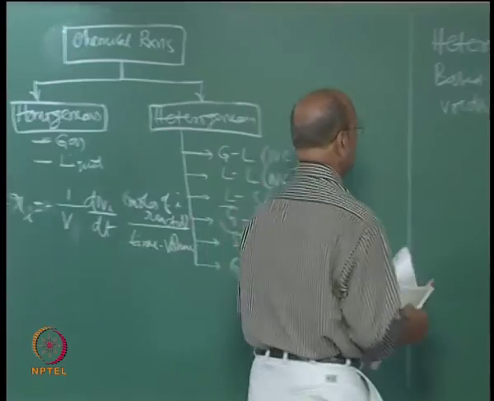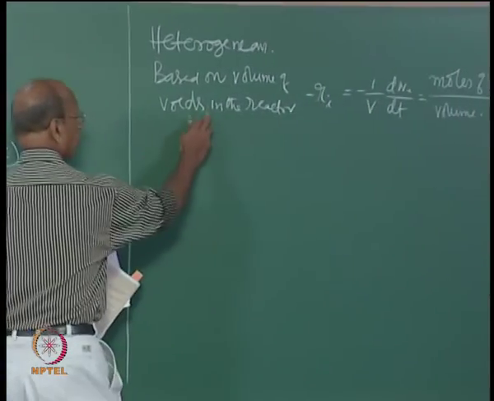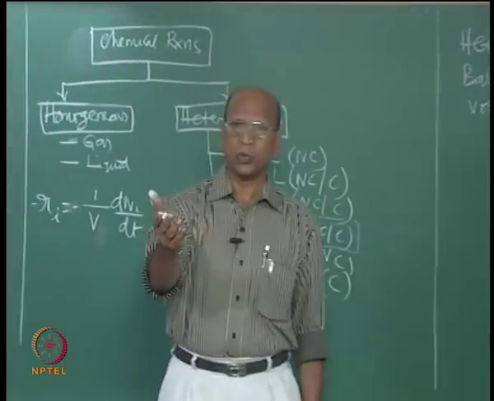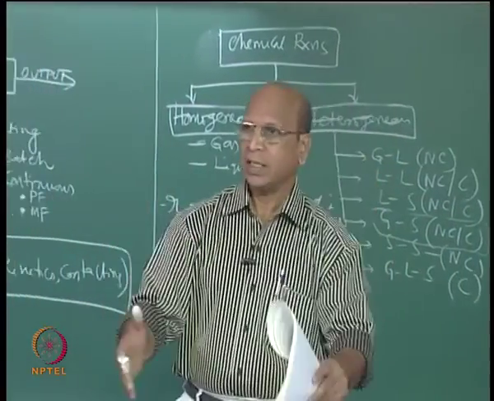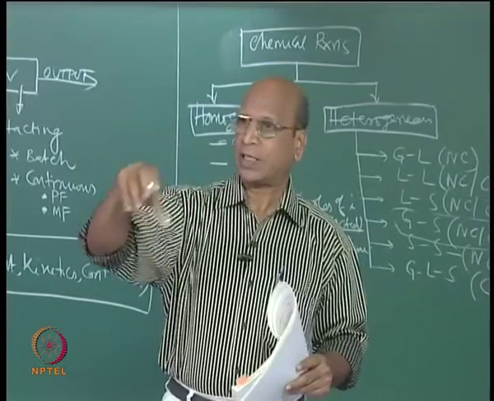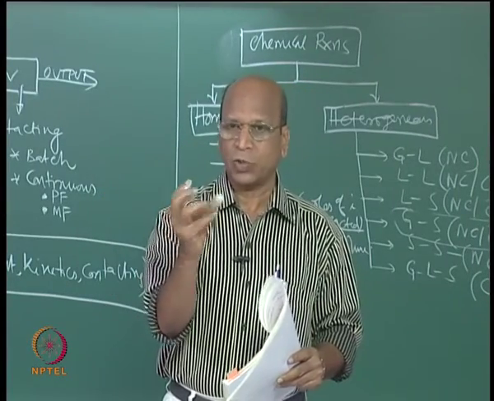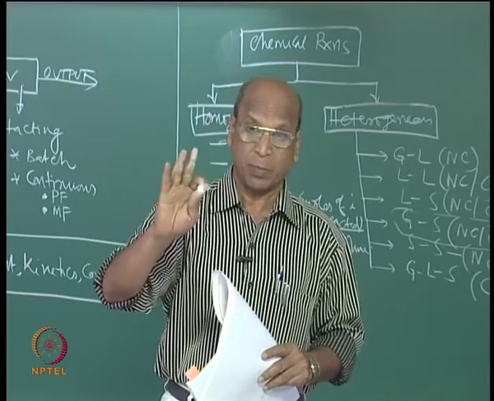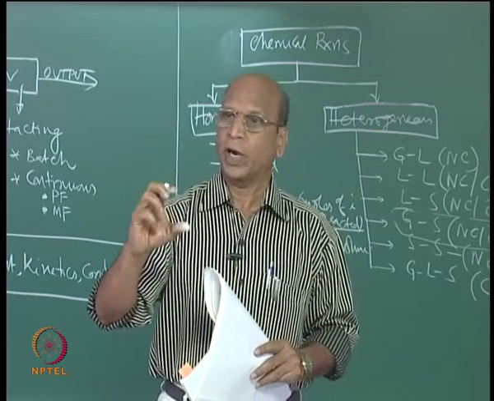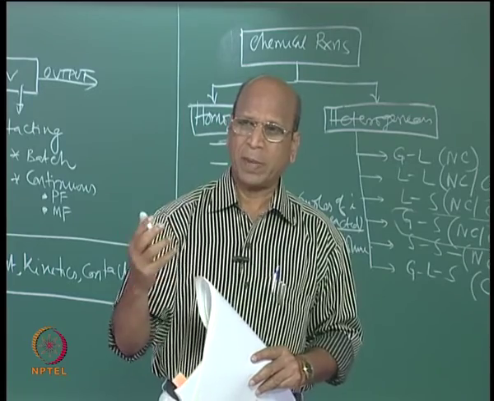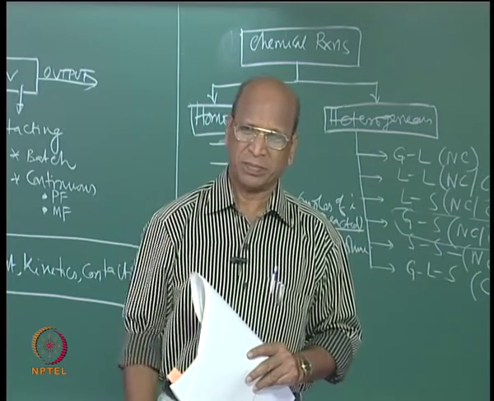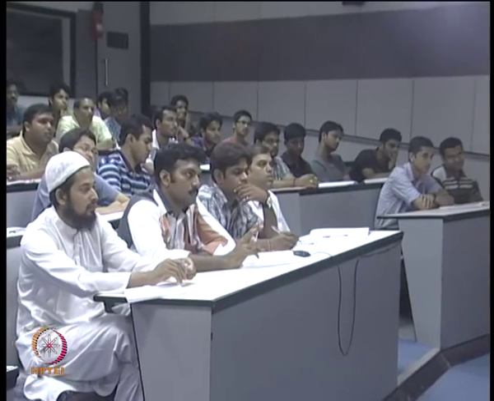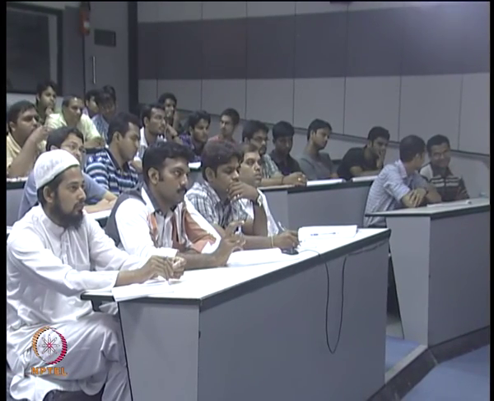So this is the one, and you see here we are now basing on voids in the reactor, and that much you should know. We have a packed bed, and you pack all the catalyst particles. For example, in between the particles you have some voids, and inside the particle also you have some voids. We are not talking about that. We are talking about only the external voids. Tell me, for a packed bed, how much is the voidage? 0.4. Yeah. Any other guess?